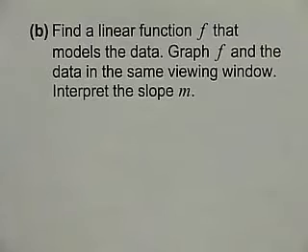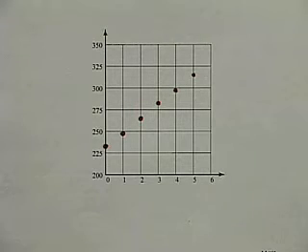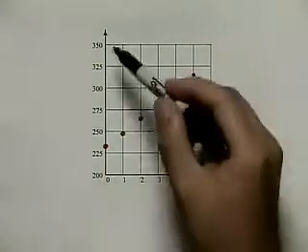Part B now asks us to find the linear function f that models the data. We've just completed this part. It then goes on to ask us to graph f and the data in the same viewing window and interpret the slope m. You may remember the last time we saw our scatter diagram, it looked like this. We had plotted our points on a viewing window where the x values range from 0 to 6 and the y values range from 200 to 350.